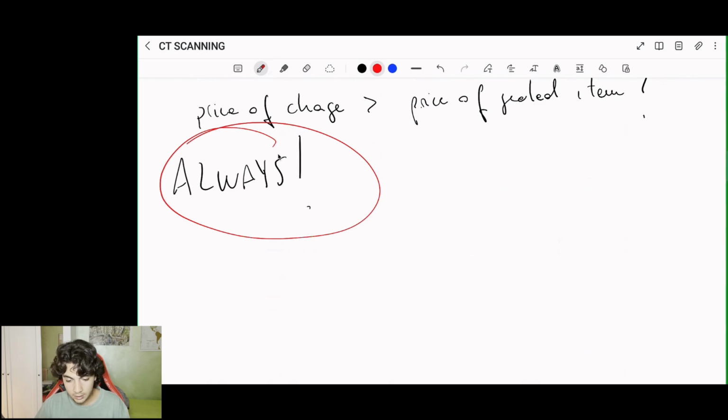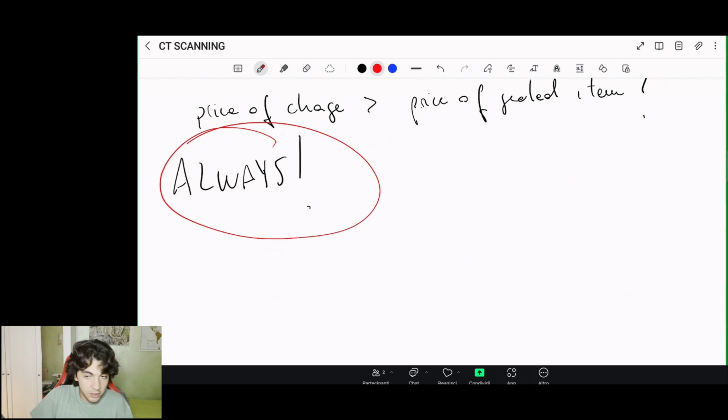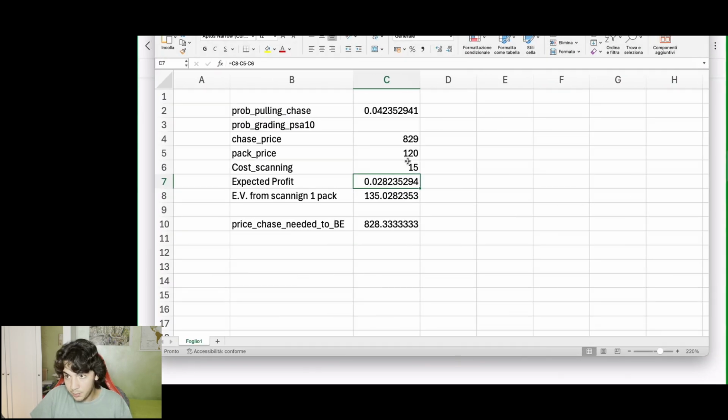And again, last thing, I'm going to show you what we just proved. We proved that no matter the probability, if the cost of scanning is 0, the only thing that matters is that the price of the chase, this here, is greater than the price of a pack. It doesn't matter the probability. You don't believe me? Well, as you can see here, the price of a chase is greater than the price of a pack. What is your expected profit? 30, so it's positive. You're making money.